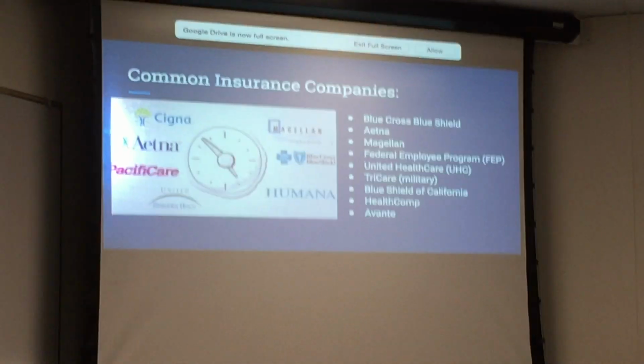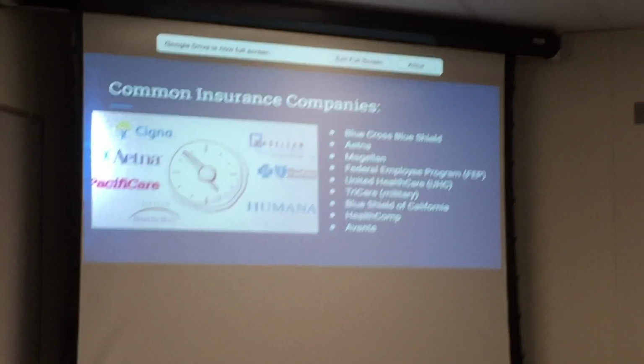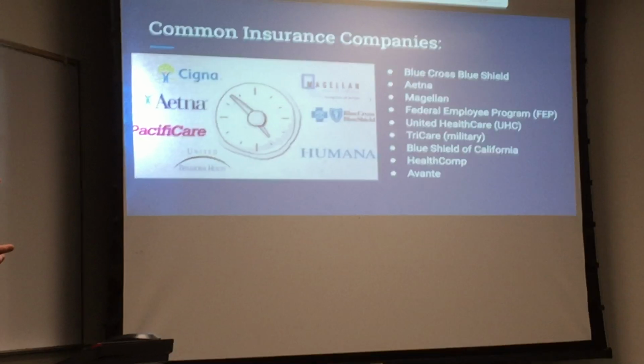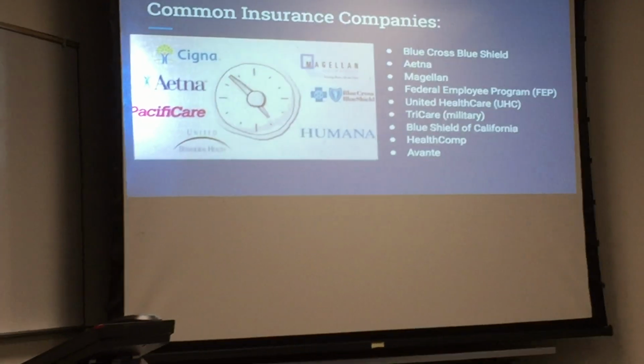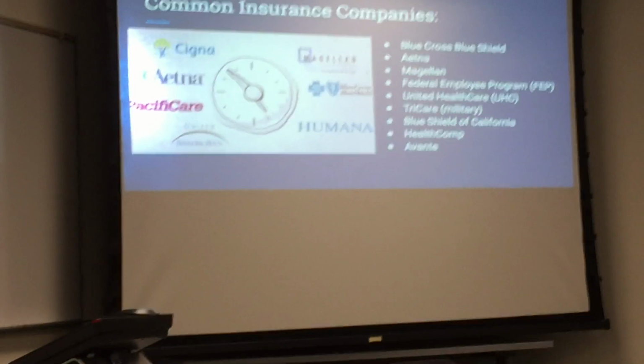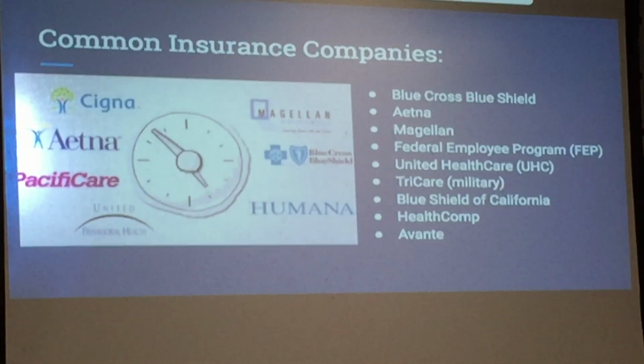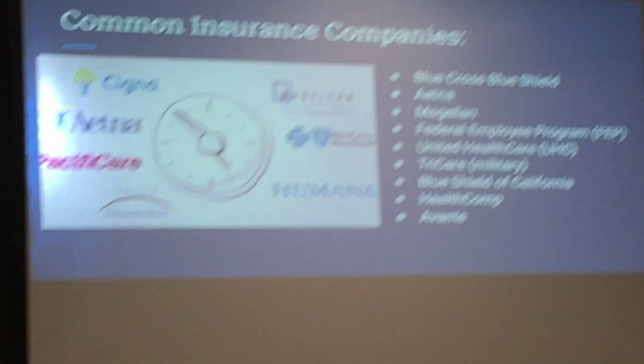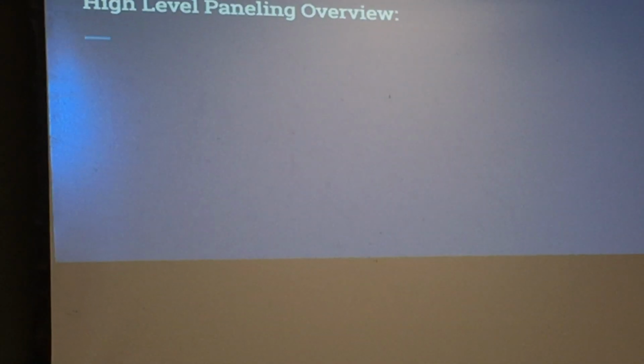Some of the insurance companies that we come across most frequently on a regular basis are Blue Cross Blue Shield of California, Magellan, Federal Employee Program, United Healthcare, TRICARE, which is a military insurance program, Blue Shield of California, Health Net, and the list goes on. This is just, like I said, a very introductory review. So keep some of those in mind as insurance companies as we go on.